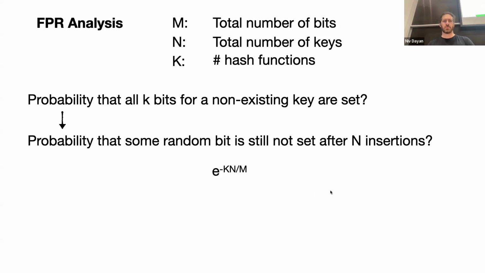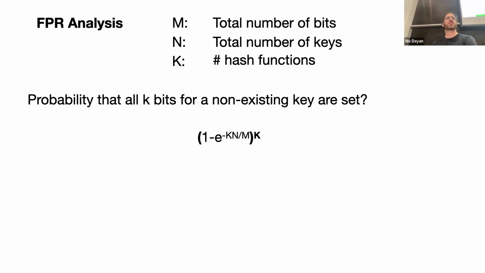Let's continue. Let's invert this question. What's the probability that the bit is set after n insertions? Well, it's 1 minus this expression. And now what do we need to do to this expression to answer the final question? Take this and do what to it? Now we have the probability that a random bit is set after n insertions. Raise it to the k, correct. And this is our false positive rate.